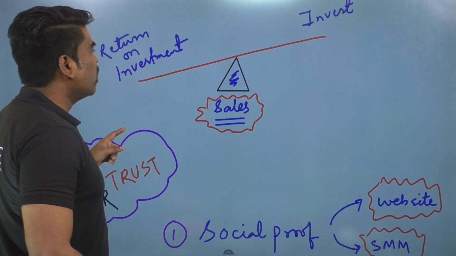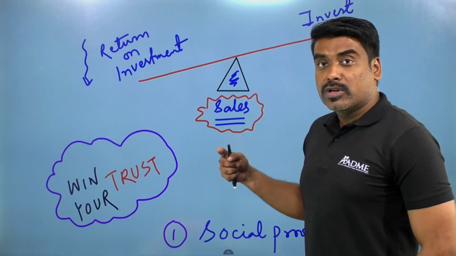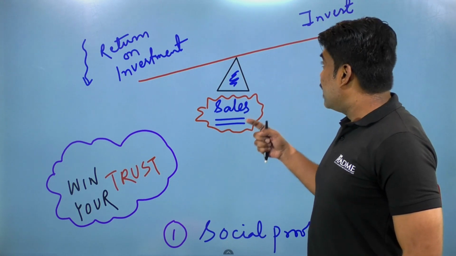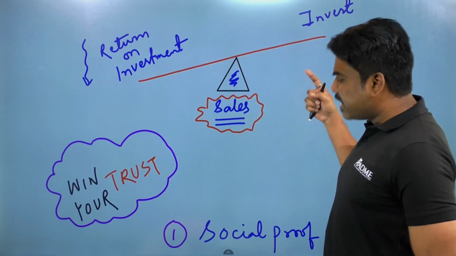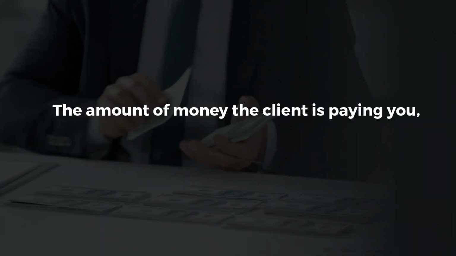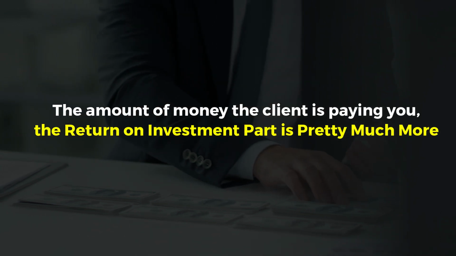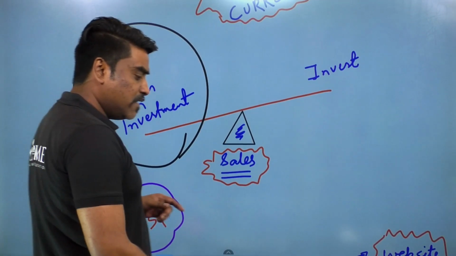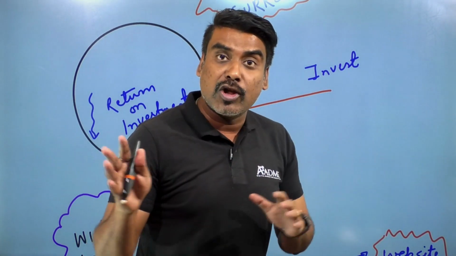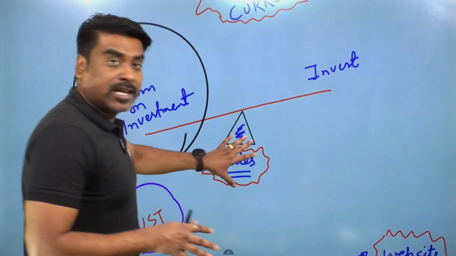If you look at the screen again, let me deep dive into the topic and understand where exactly the sale happens. A sale happens when the customer gains the confidence and trust that for the amount of money the client is paying you, the amount the client is investing, the return on investment is much more. That means if the customer believes that by paying you $100, in exchange they will receive a value worth $100 or more, this is where the sale happens, right?